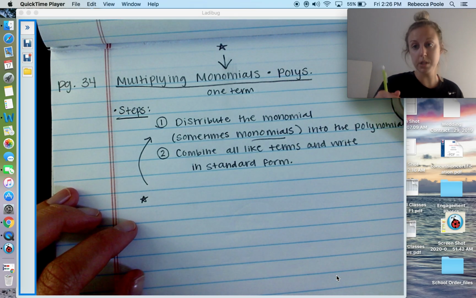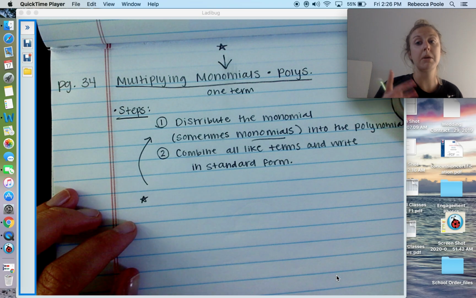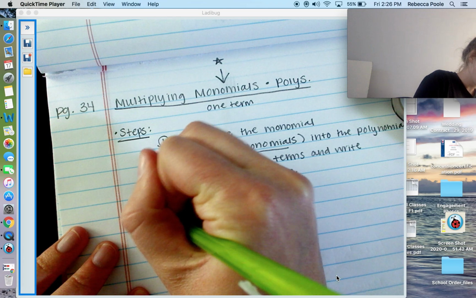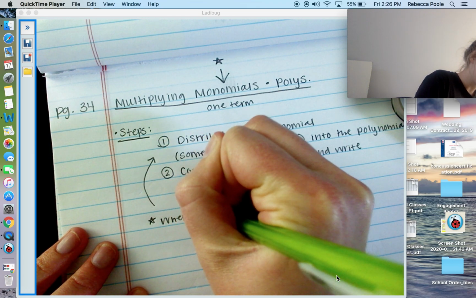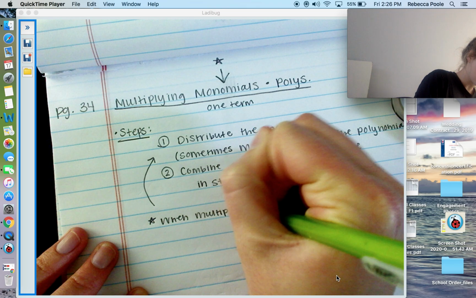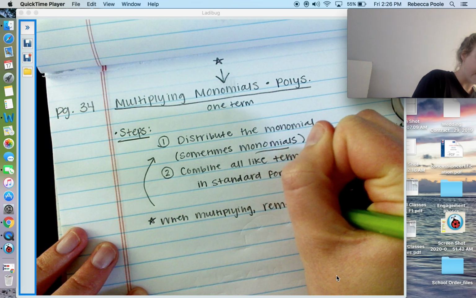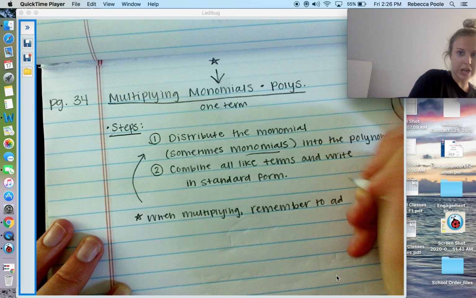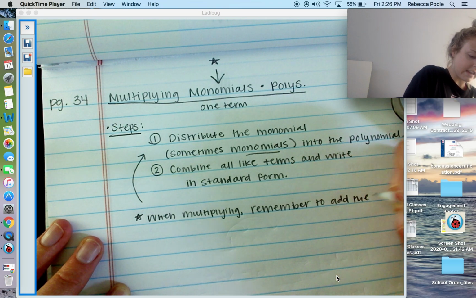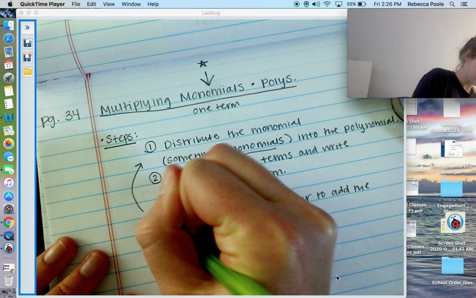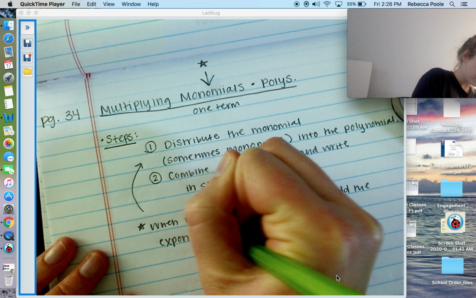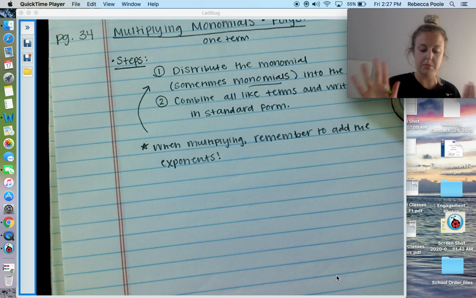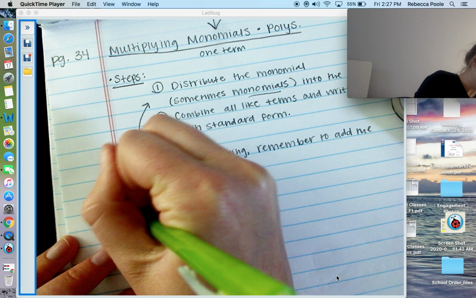So this is the one thing that I want you to jot down that's super important. Remember, when we are multiplying, you don't multiply your exponents, you add them. You learned that in last week's lessons, okay? So when multiplying, remember to add the exponents. Okay, but other than that, I expect you guys to get this and be fine. Y'all should be good.